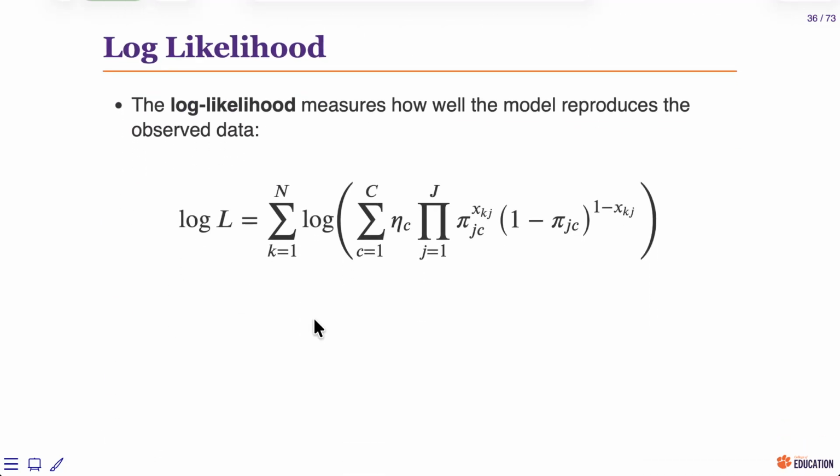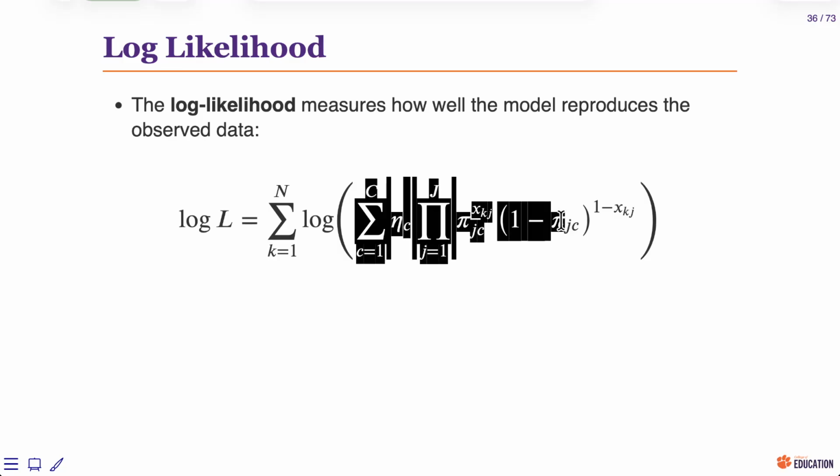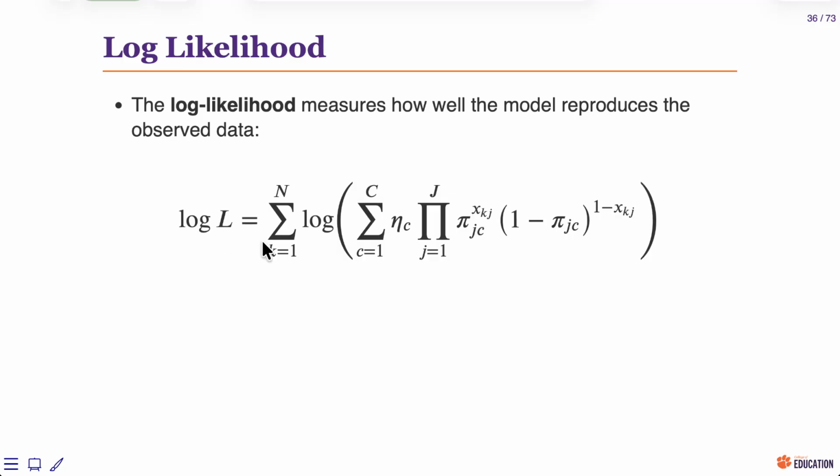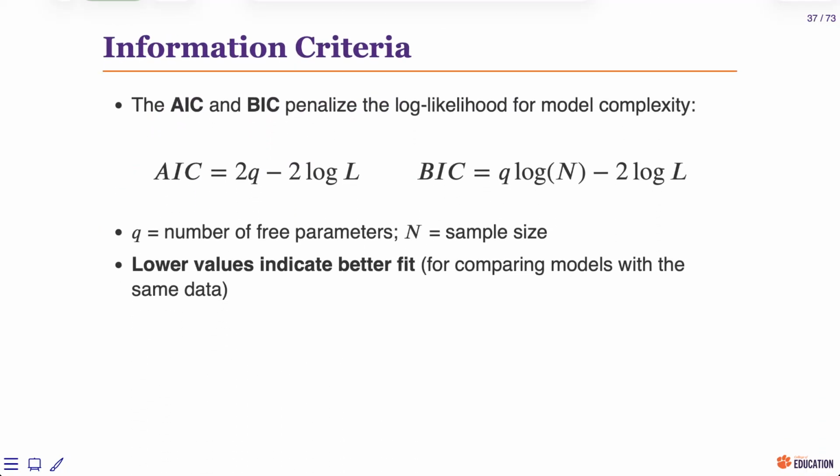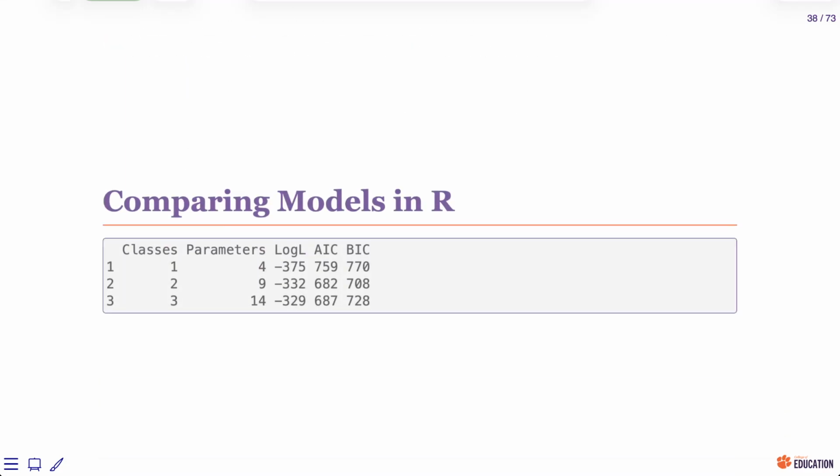The log likelihood of the model came from, again, our model-based likelihood summed across every observation itself. AIC and BIC take that log likelihood and penalize it by the number of parameters. BIC actually penalizes it also by the sample size itself. And lower values indicate better fit. But in this example, because we only fit one model, we have nothing to compare to. So AIC and BIC don't help us a whole lot here.